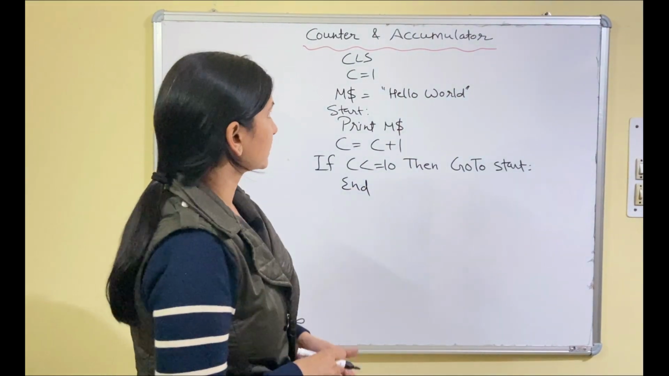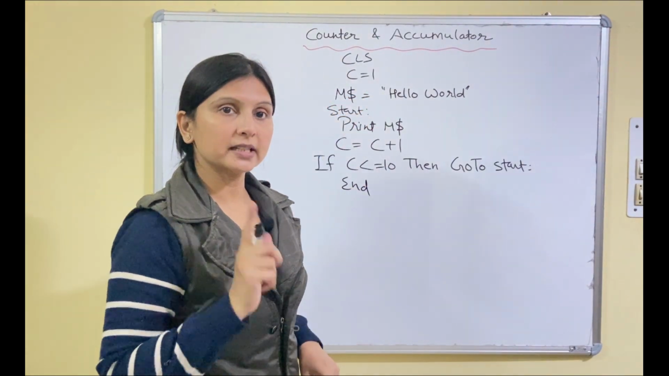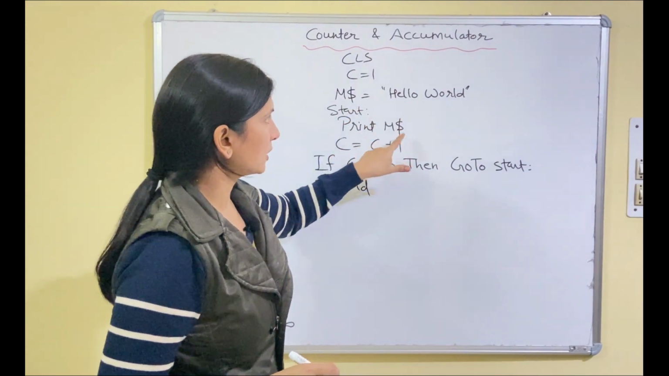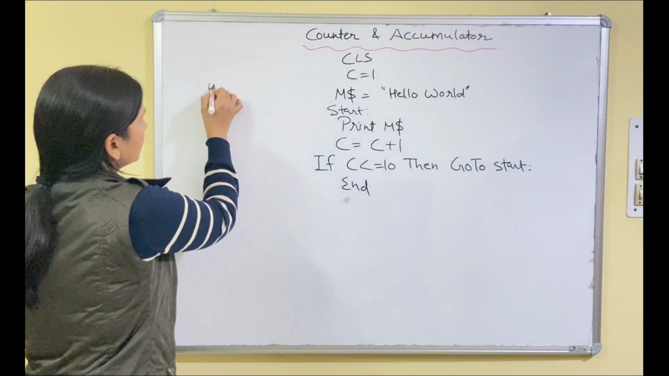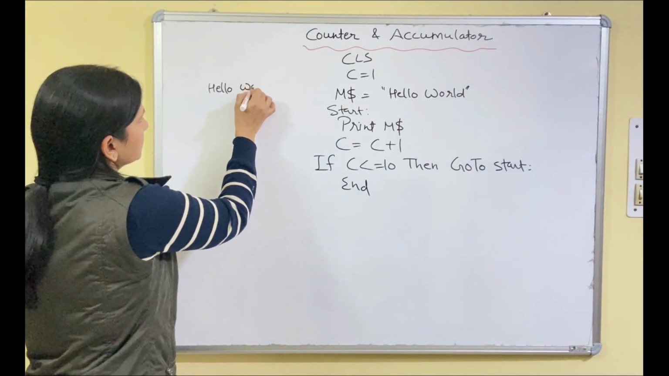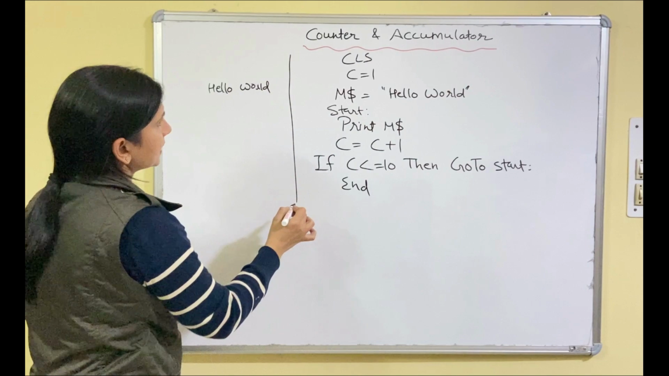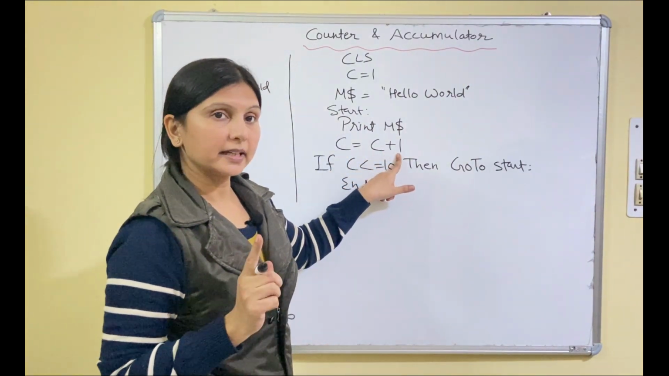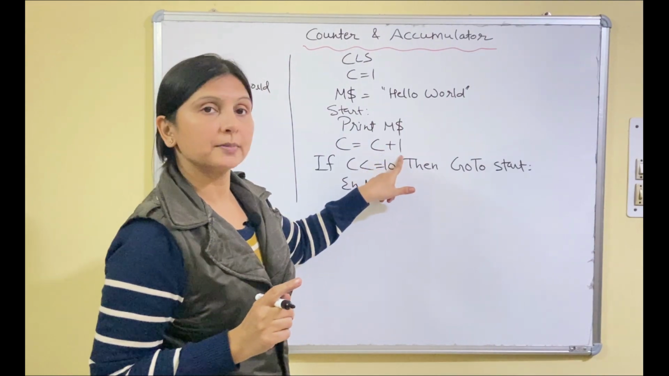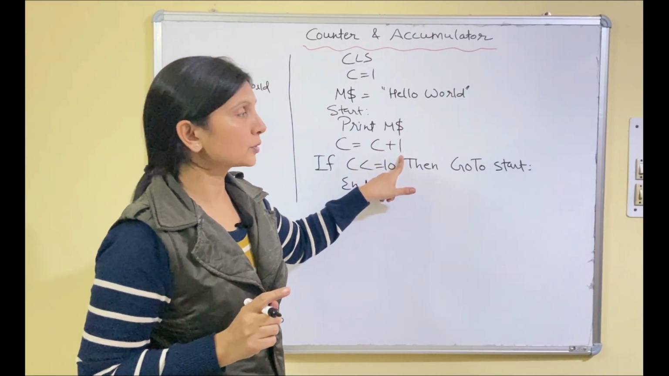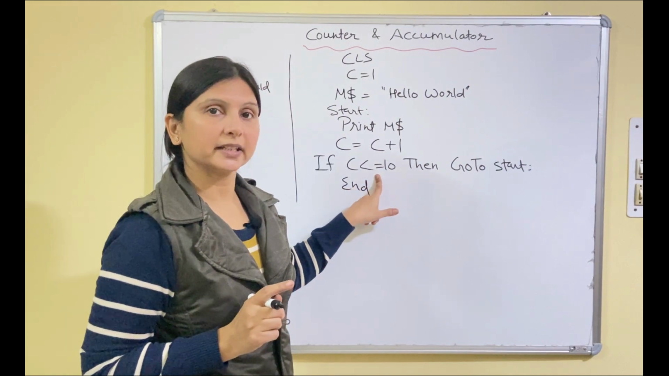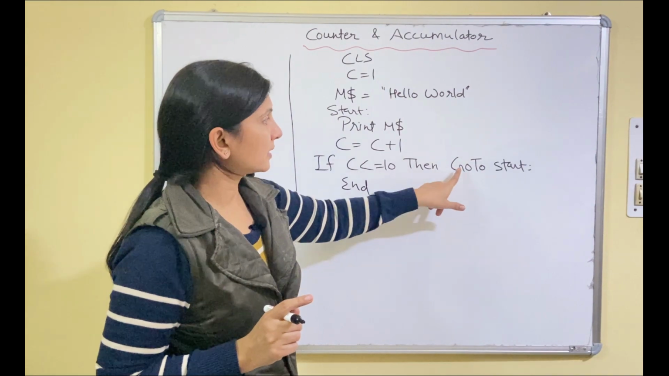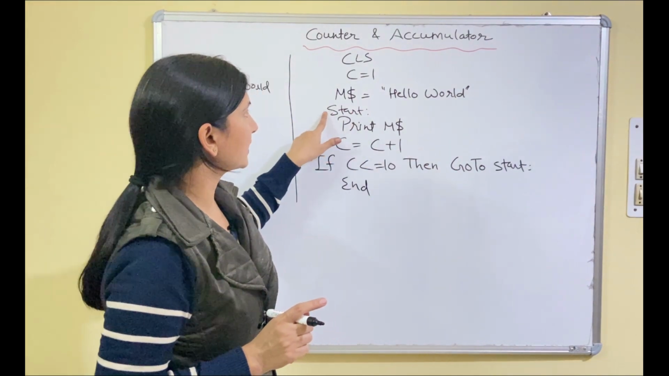So how does it work? C equals to 1. Initially value of C is 1. $, is hello world. So print $, it will display hello world. Then counter C will be increased by 1. So C equals to C plus 1. Now the value of C has become 2. Condition will be checked. If 2 less than equals to 10, yes, condition is true. Then go to start. Then again it will come here.